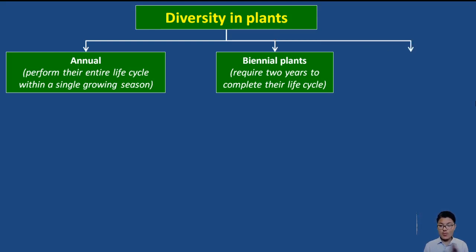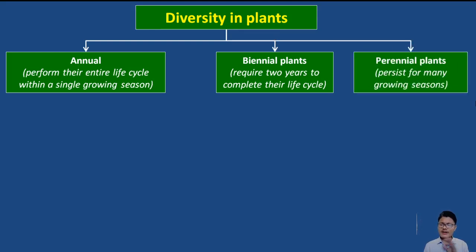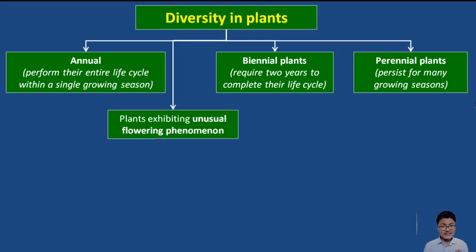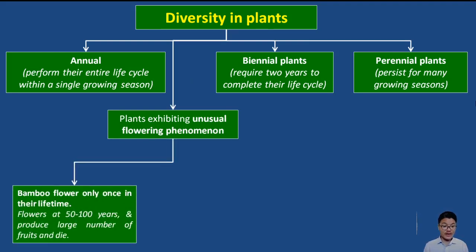Plants which are evergreen are called perennial plants. Perennial plants usually proceed through their life cycle for many growing seasons till they die. We also have some characteristic unusual flowering phenomena in some plants. Say, for example, in the case of bamboo, which flowers once in its lifetime.